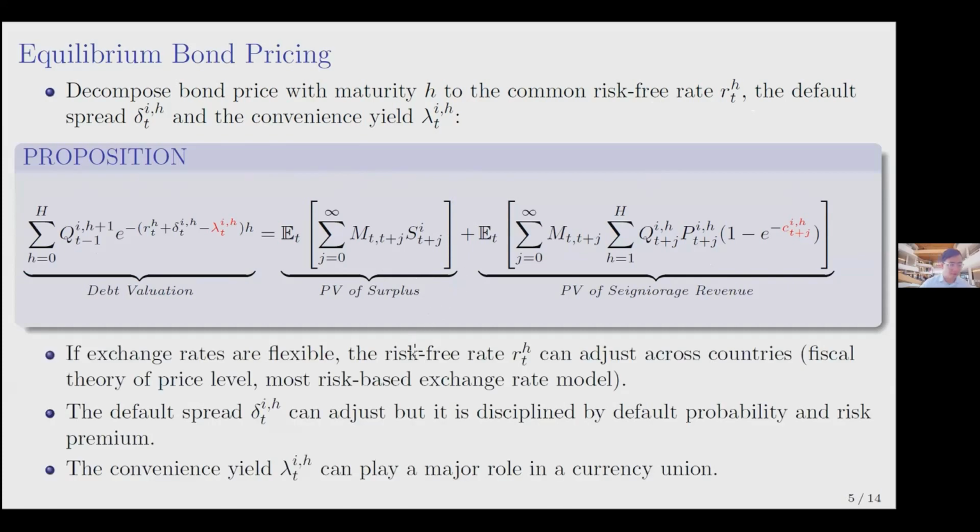First, if exchange rates are flexible, in other words, if we're looking at countries not in a currency union, then we should expect the interest rate or risk-free rate to be different across countries. And in fact, this has been the key adjusting mechanism to equilibrate with government surpluses in the traditional models.